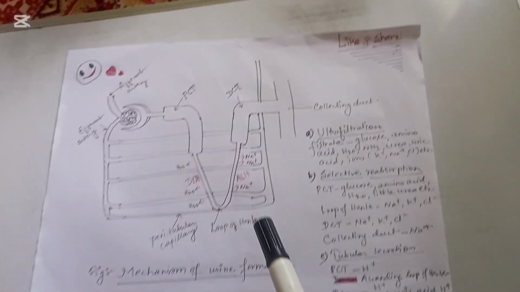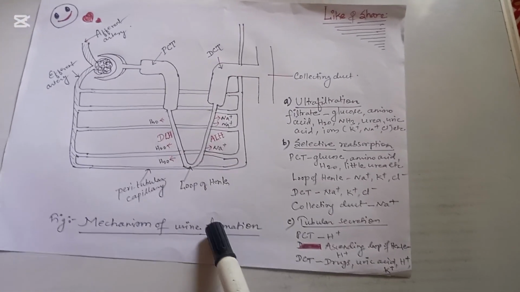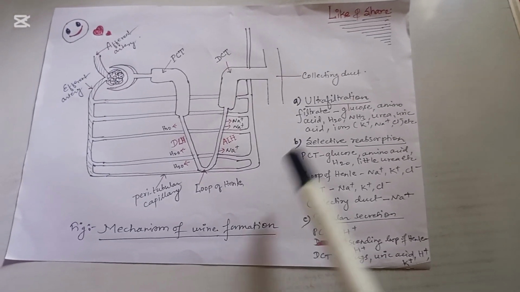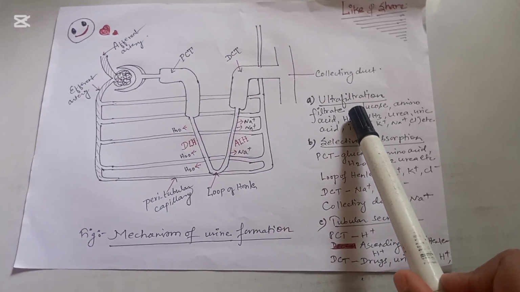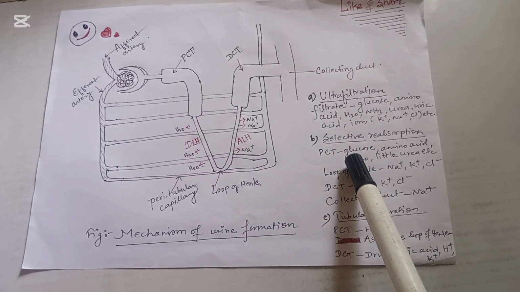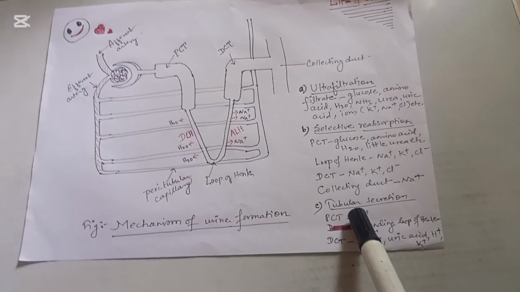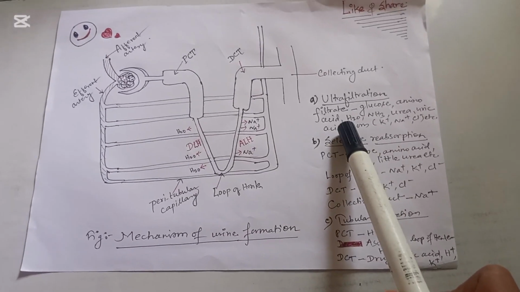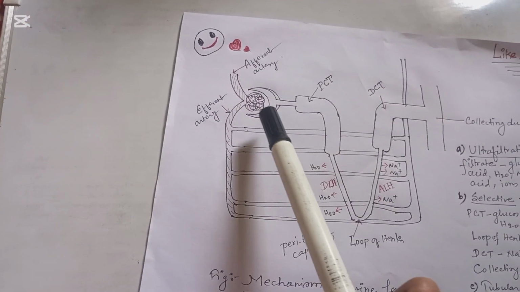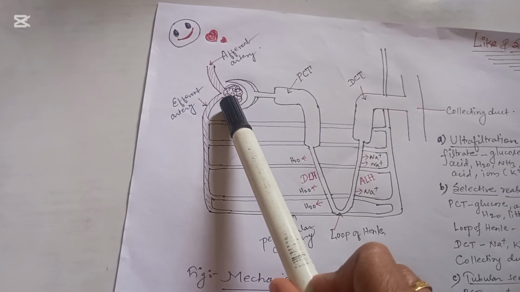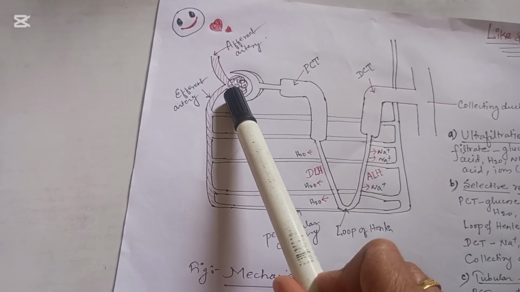So whenever we talk about the mechanism of urine formation, it is completed in three steps. The first one is known as ultrafiltration, the second one is called selective reabsorption, and the third one is known as tubular secretion. So let us first of all talk about ultrafiltration. Ultrafiltration takes place in the glomerulus of the renal corpuscle or Malpighian corpuscle.